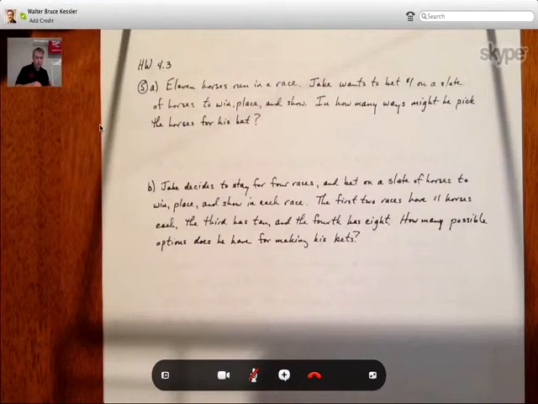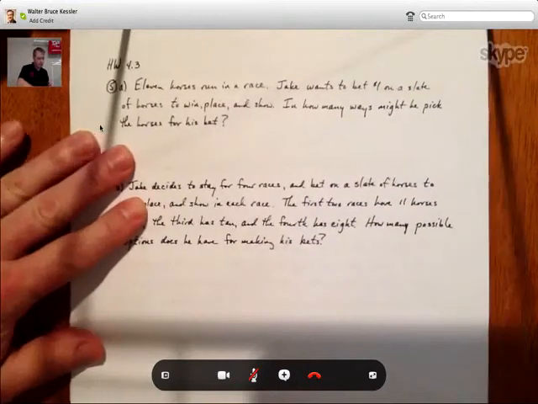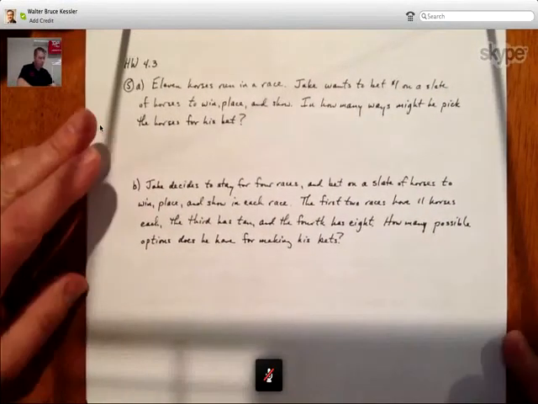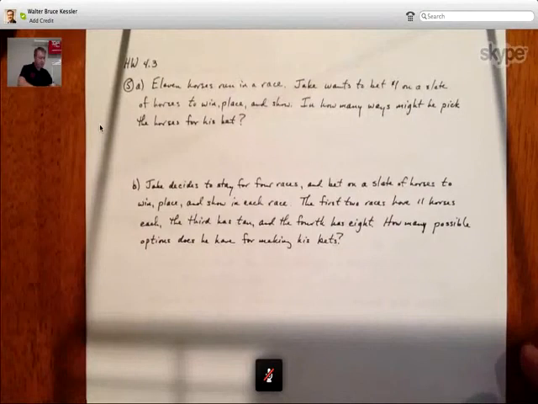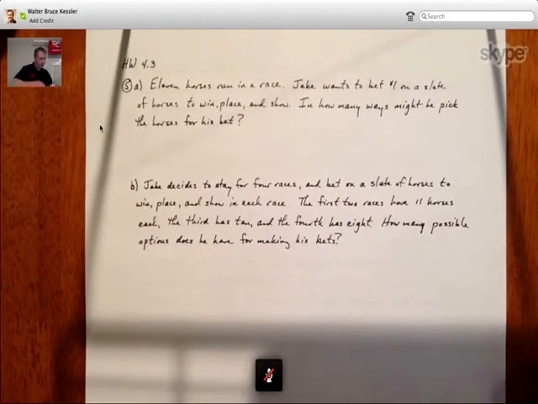Hey there, folks. It's time to take a look at homework for 4.3. These are homework problems. For the most part, I think we're intended to use combinations and the calculations for counting combinations. So let's get going. Problem 5A says 11 horses run in a race.